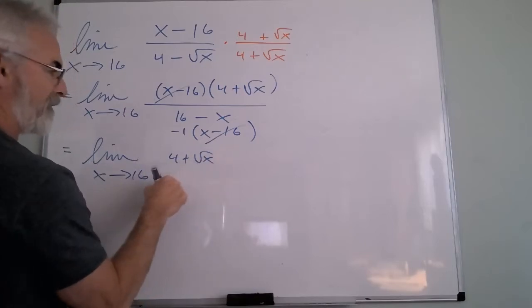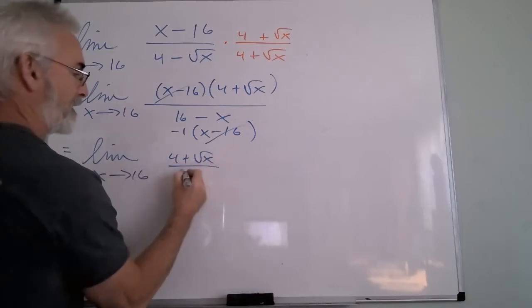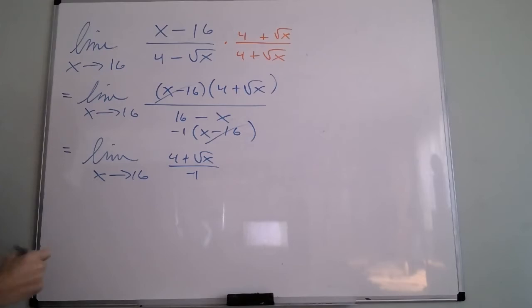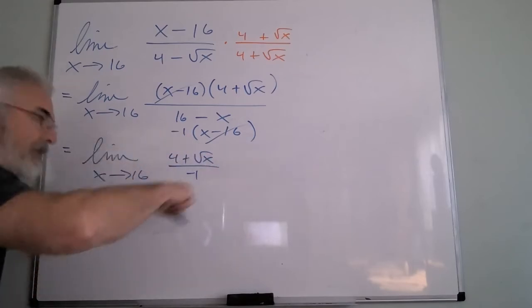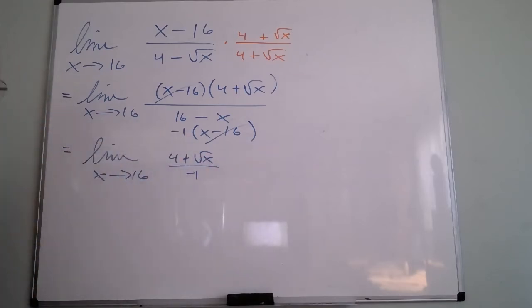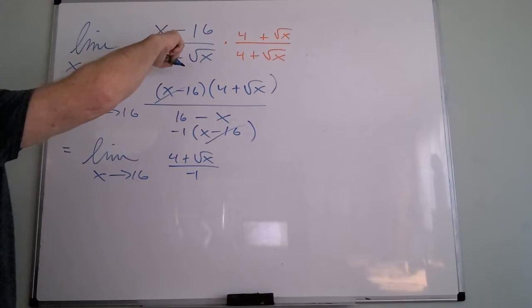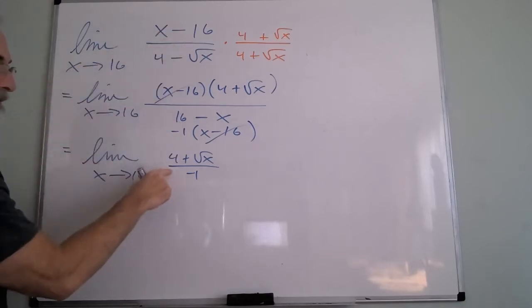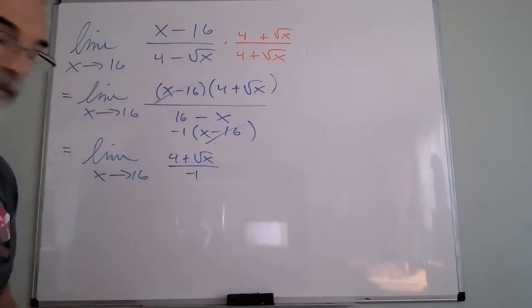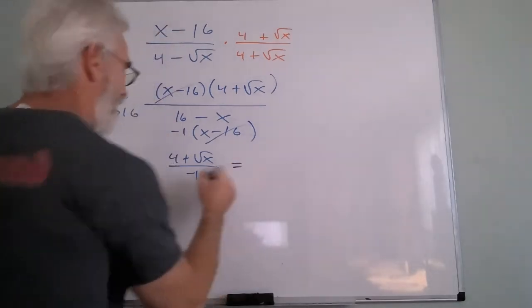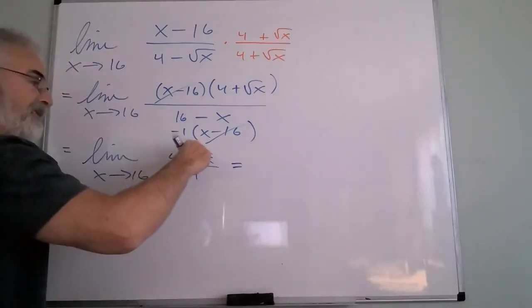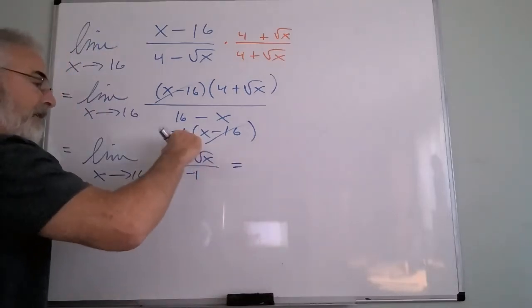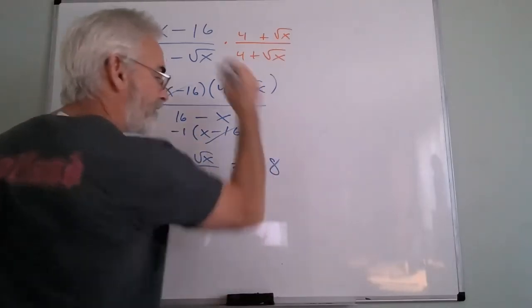If you want to write the -1 on the bottom, or if you want to write -1 in front, it isn't going to change anything. Right now, there's nothing about this that presents a problem. This is not defined at 16, but I can easily evaluate this one at 16. So again, I have a removable discontinuity. When I evaluate this, it's 4 plus root 16. That's 4 plus 4 is 8 over -1.